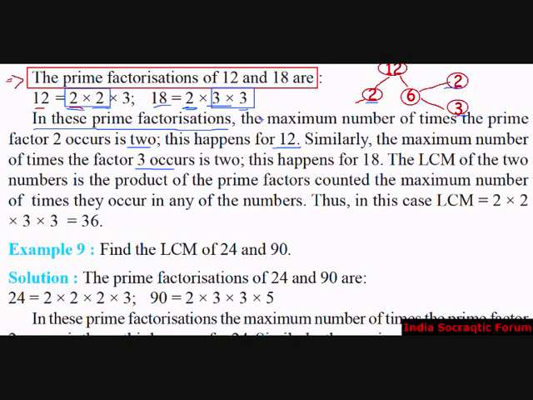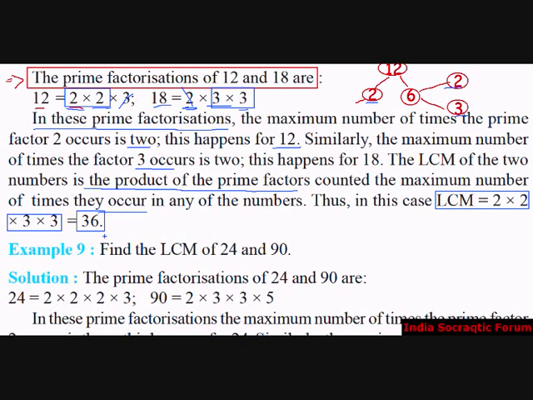That comes in 18. The LCM of two numbers is the product of the prime factors counted the maximum number of times they occur in any of the numbers. Since 2 occurs maximum twice, we take 2 here, and 3 twice, we take 3 here. That is, in case of LCM, we take 2 into 2 multiplied by 3 into 3. Therefore, this is called the prime factorization method through which we find it. Okay, here is an example.